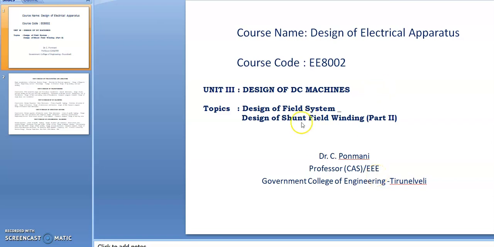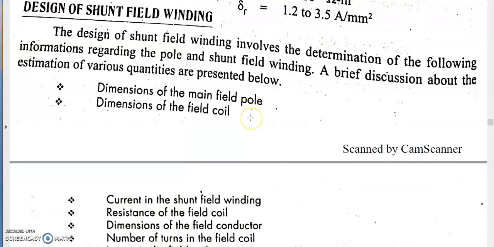Welcome to this video lecture in the design of shunt field winding part 2 in the design of field system from third unit design of DC machines in the subject design of electrical apparatus. So in the previous video part 1 we have discussed the design of shunt field winding. The first part, dimensions of main field pole, we have completed. Now we are going to discuss the dimensions of field coil.